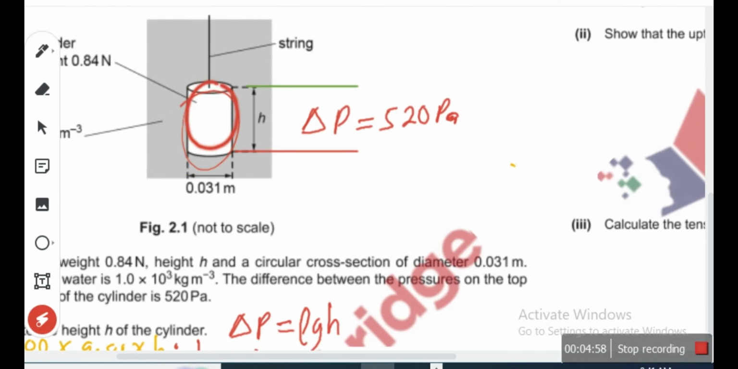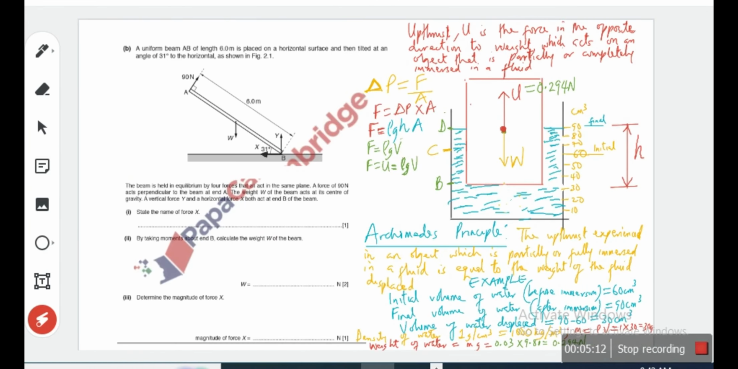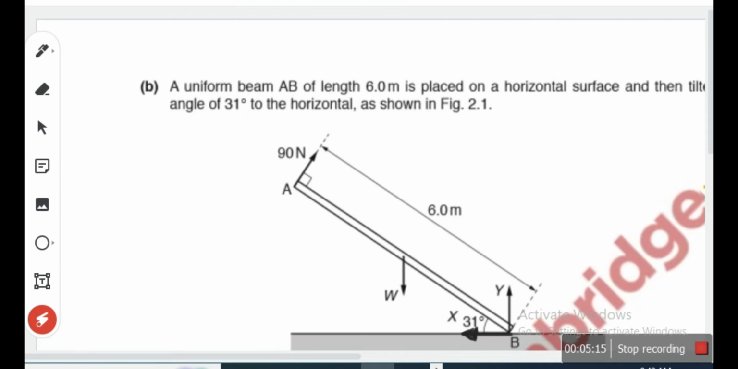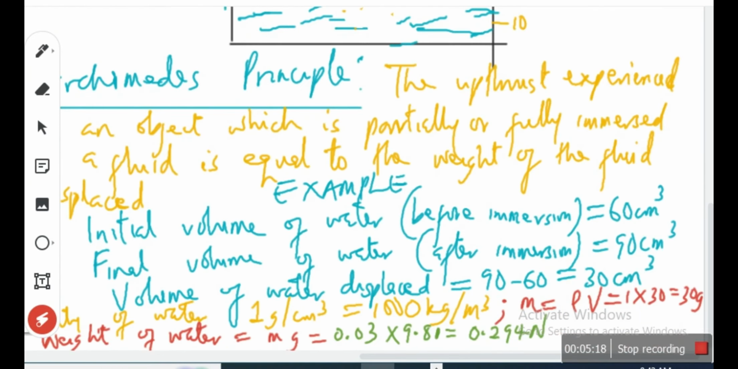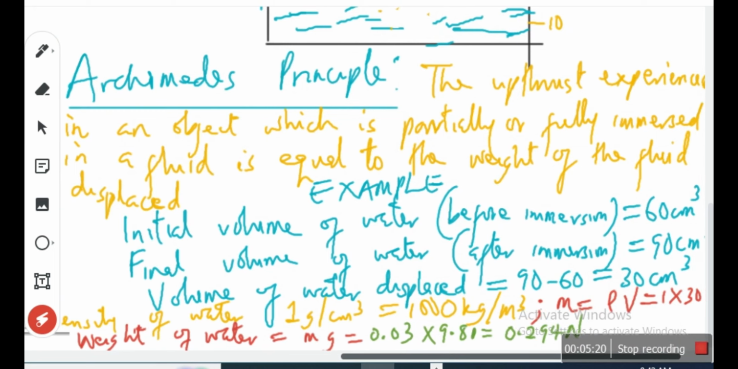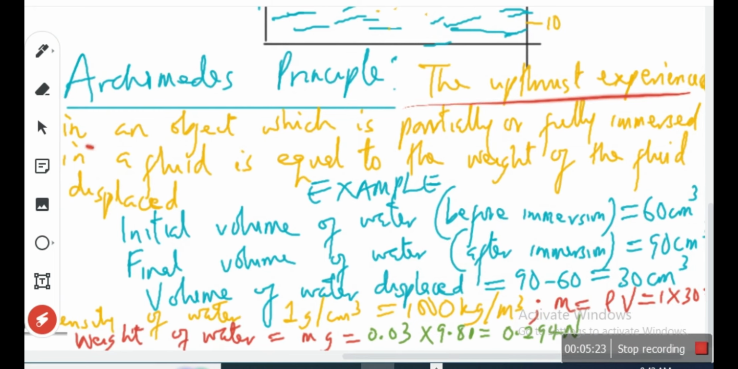And the volume of this cylinder, because it's completely immersed, is what? The whole cylinder will displace an amount of liquid equal to its volume. Remember I told you about upthrust, Archimedes' principle. Let's read it out again. The upthrust experienced by an object which is partially or fully immersed in a fluid is equal to the weight of the fluid displaced. The upthrust is the weight of the fluid displaced. So you can find the weight of the fluid displaced to get the upthrust.